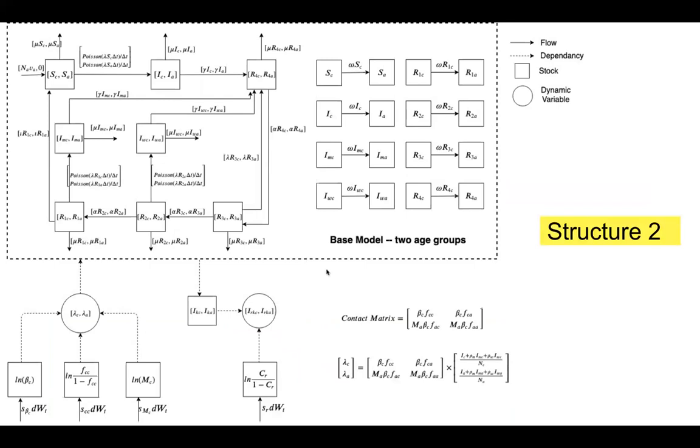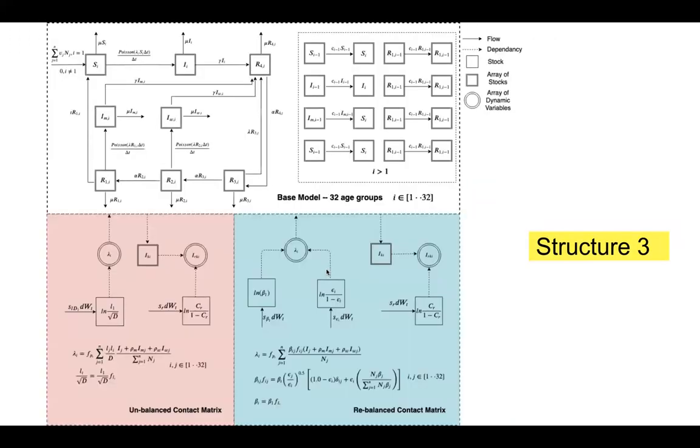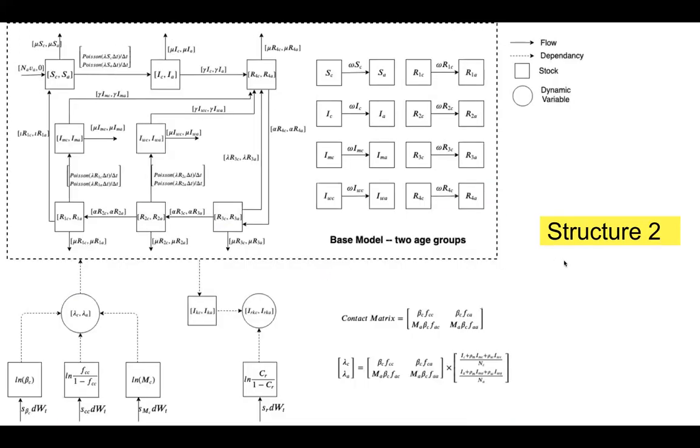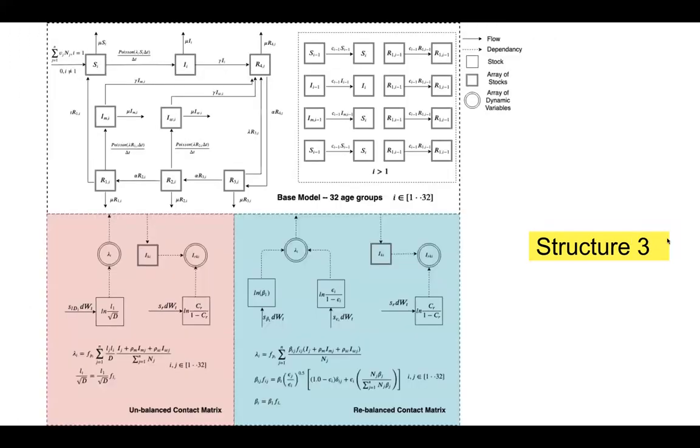And this structure is for the age stratified model, dividing the population into only two age groups, children and adults. And structure three divides the whole population into 32 age groups.